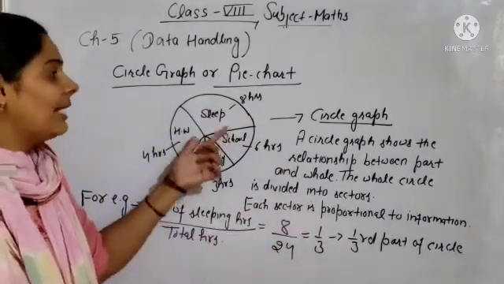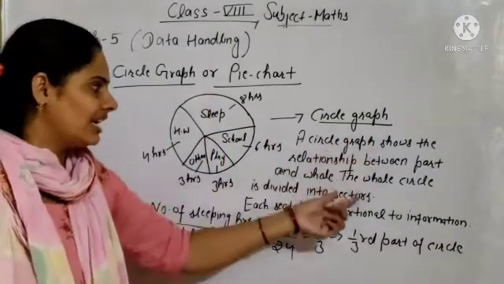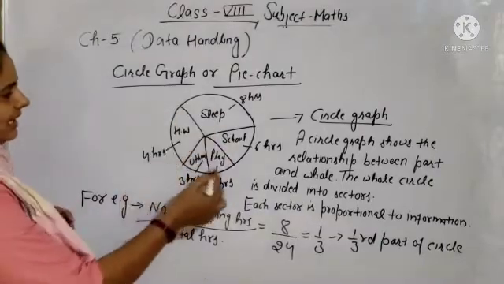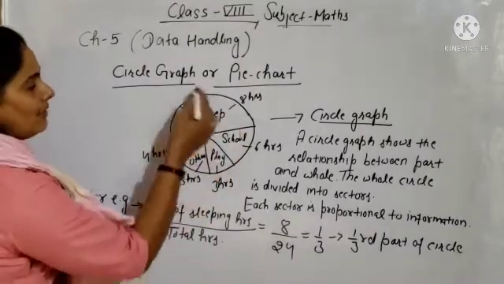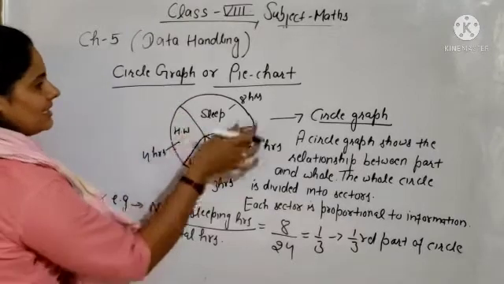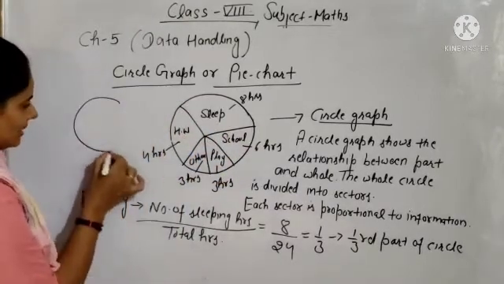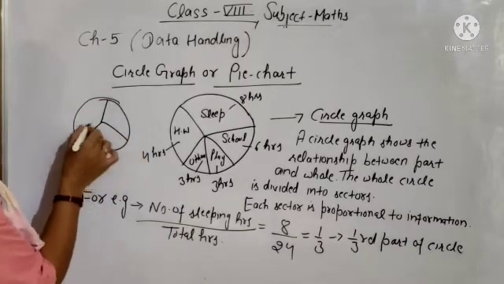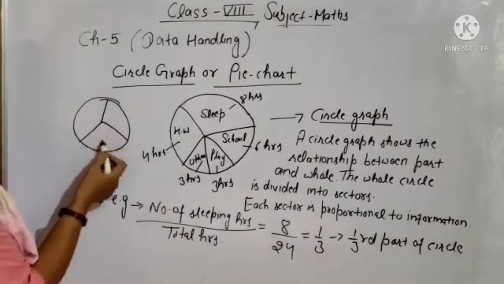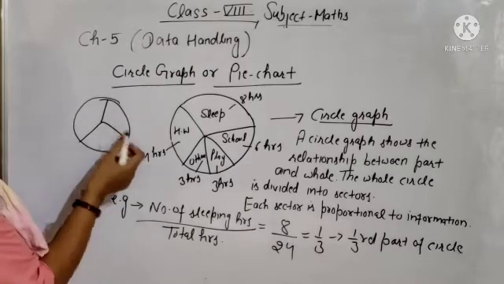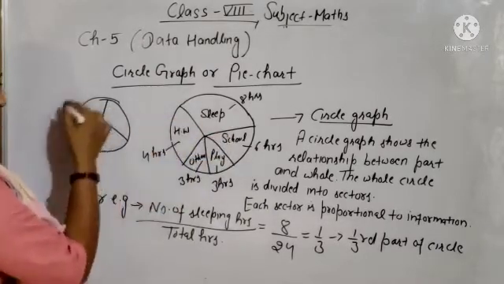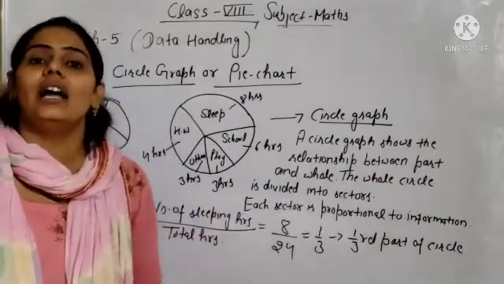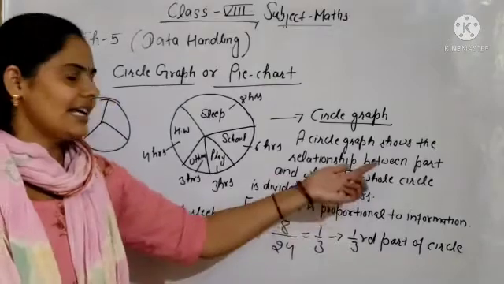So what is a circle graph, beta? A circle graph simply shows the relationship between the part and the whole. You can see this is your circle graph, and this circle you have divided into some parts. Here how many parts have we made? 1, 2, 3, 3 parts. All these are the parts, and if you take the complete circle, it is the whole. So a circle graph shows the relationship between the part and the whole.